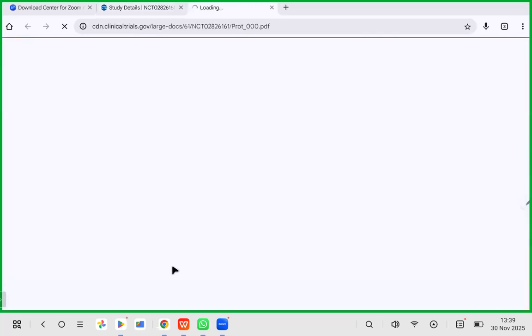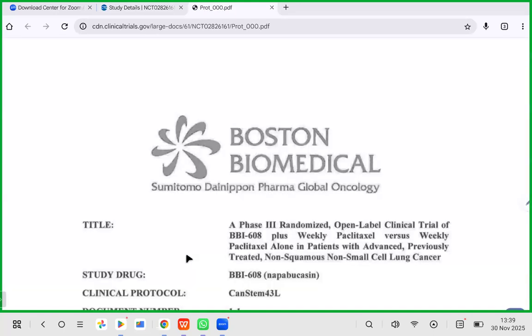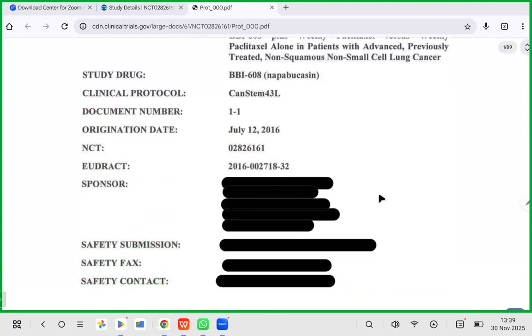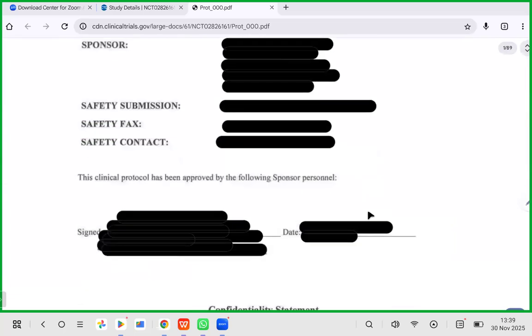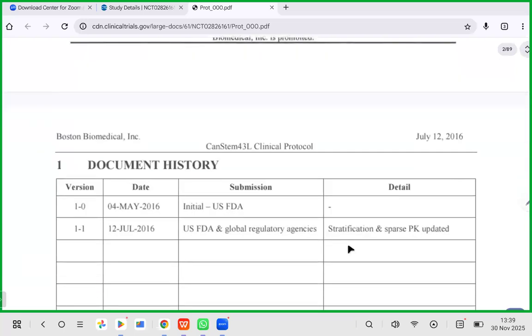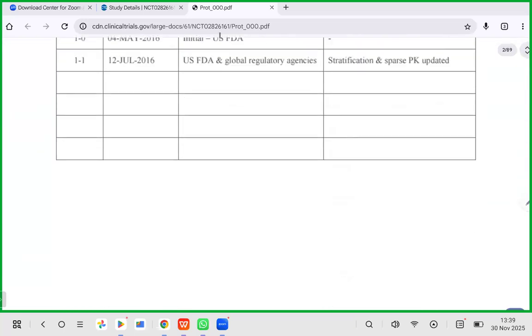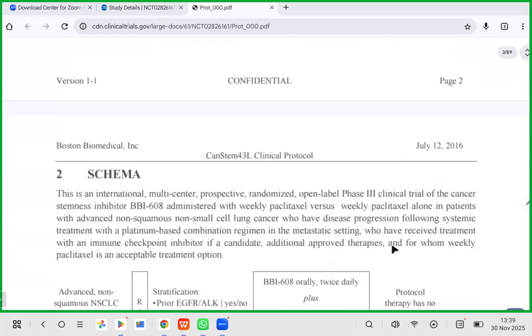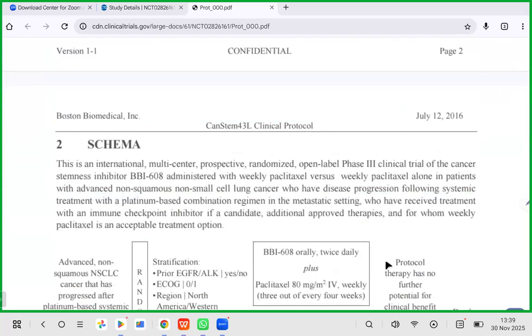So protocol means it is the planning document before the clinical trial starts. All the pharma companies have to prepare this document. In this document, you will find when the clinical trial starts, when the clinical trial ends, and when the patient has to receive the drug. All the information will be here: why this clinical trial is conducted, what kind of drug the participants will receive, and on what day the participants will receive the drugs.